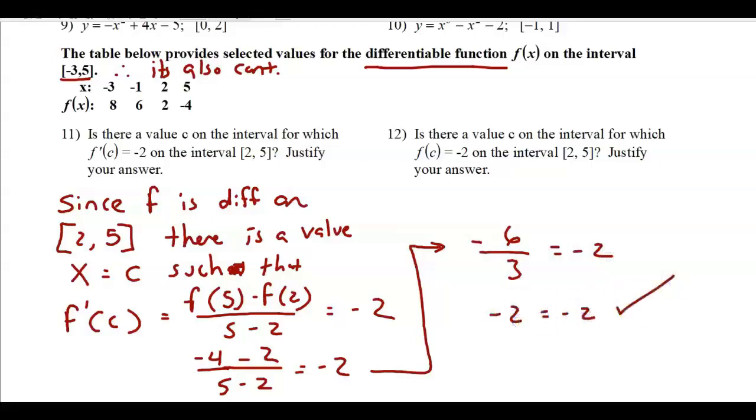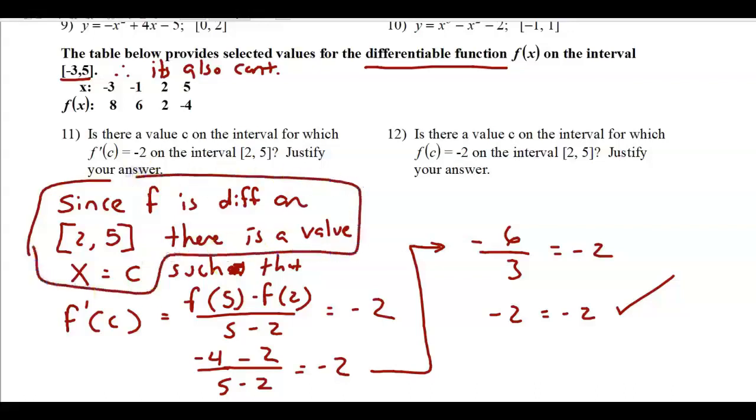What's important here for getting your credit on these questions is you're justifying the fact that you're allowed to use the mean value theorem right here. You're saying since f is differentiable. Now, you don't have to say it's continuous, because if you say it's differentiable, that implies it's continuous.